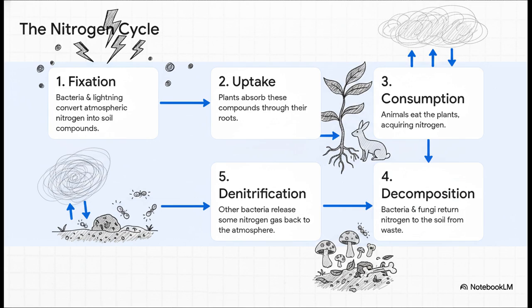Plants suck it up, animals eat the plants, then, when plants and animals die, a whole different microbial cleanup crew breaks them down and returns that nitrogen to the soil. And just to complete the loop, other bacteria turn some of it back into gas. They are the essential, invisible workers at every single step of this cycle.